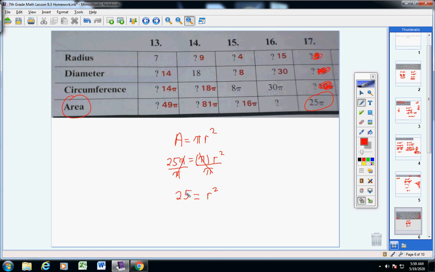Now, guys, think about it. What would you have to put in for radius? What would your radius have to be so that when you square it, you get 25? Well, would it not be 5? Sure, because 5 times 5 is 25. So there, we found our radius. Our radius is 5. Now, if our radius is 5, then double that, and you'll get your diameter. Your diameter is 10. And now they want us to find the circumference.